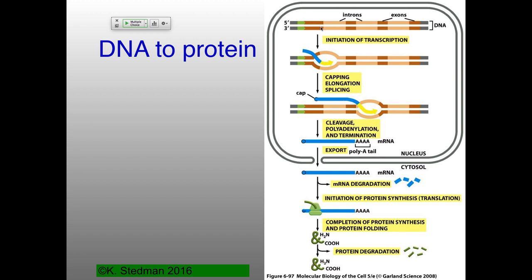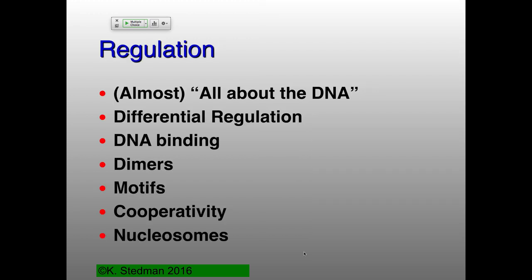So each and every one of these steps, transcription initiation, capping, elongation, splicing, cleavage, polyadenylation, termination, export, degradation, translation, synthesis a little less so, and protein degradation, all of these are regulated inside any given cell at any given time. And so now we need to shift and talk about how all of that is working. That's going to be basically the rest of the course. It's going to be talking about this regulation process, how you go from DNA all the way to final active protein.